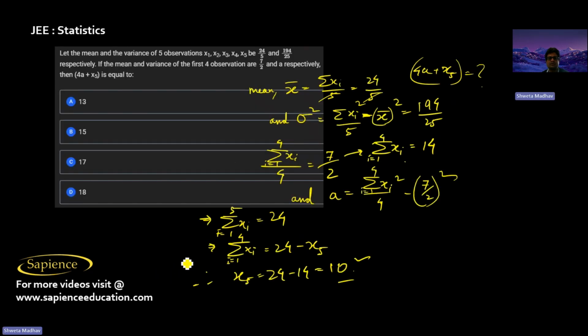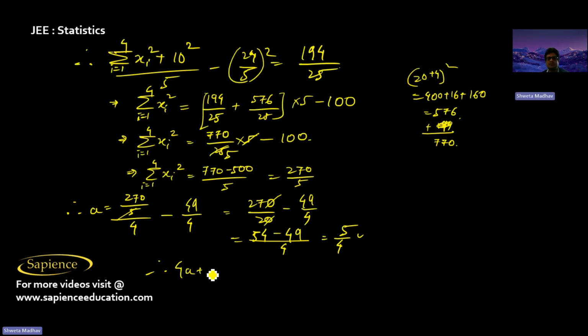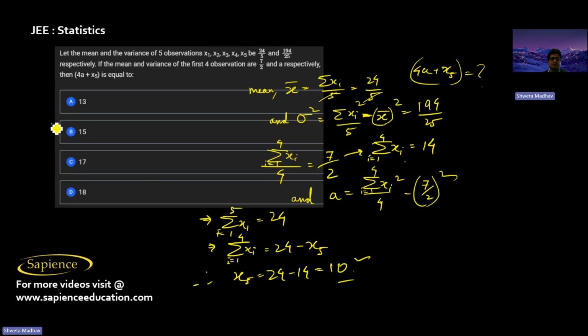Therefore, we need to find out the value of 4A plus x5. Now A is equal to 5 by 4, so 4A will be equal to 5. So this is 5 plus x5, x5 is 10, so that is equal to 15. So 15, option B is the correct answer.